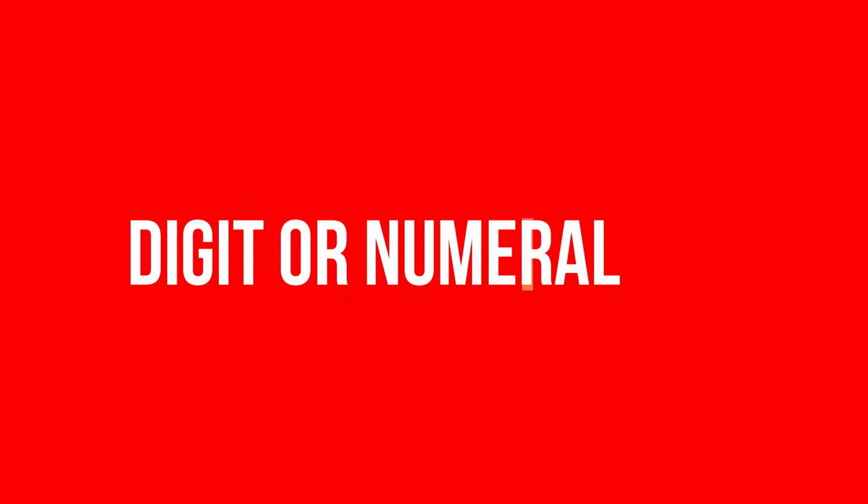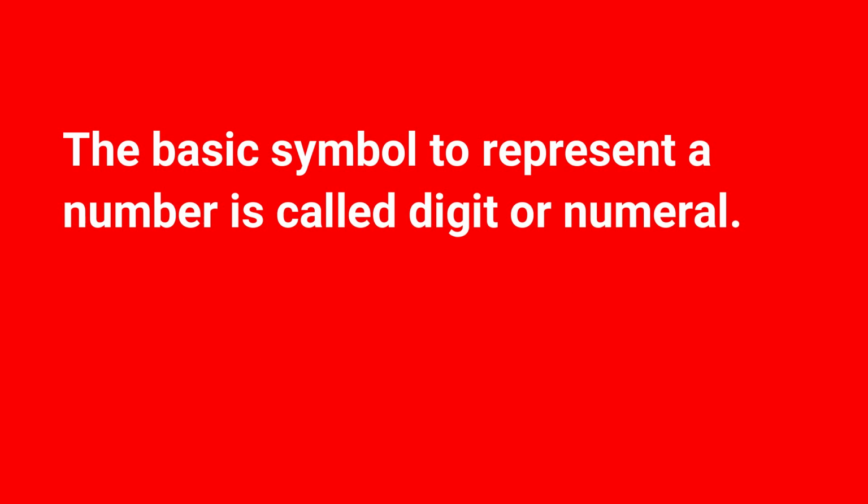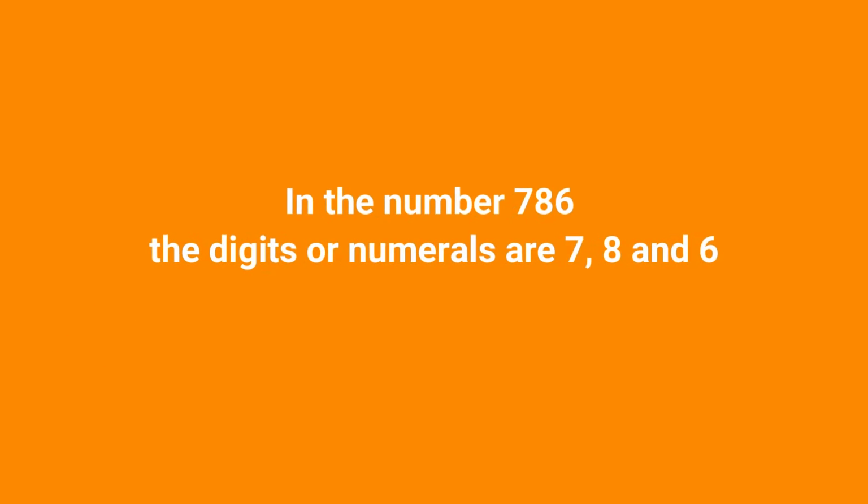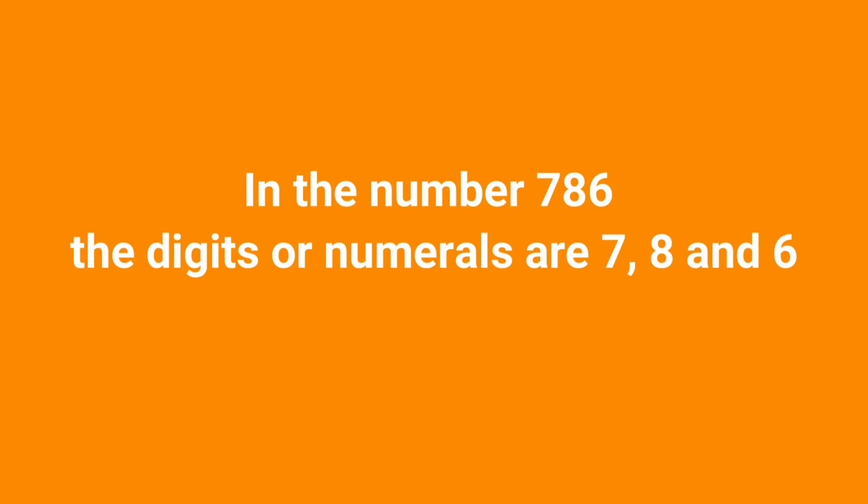We'd like to start with digit or numeral. So, what is digit or numeral? The basic symbol to represent a number is called digit or numeral. For example, in the number 786, the digits or numerals are 7, 8, and 6.